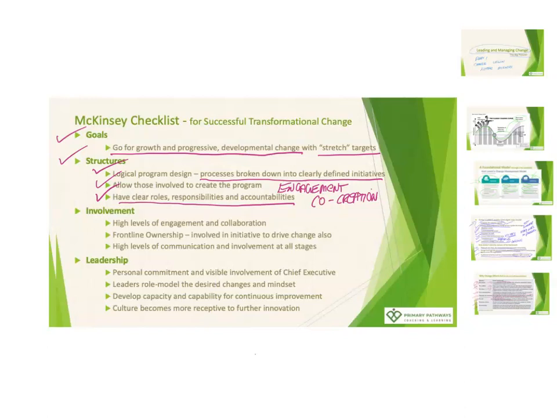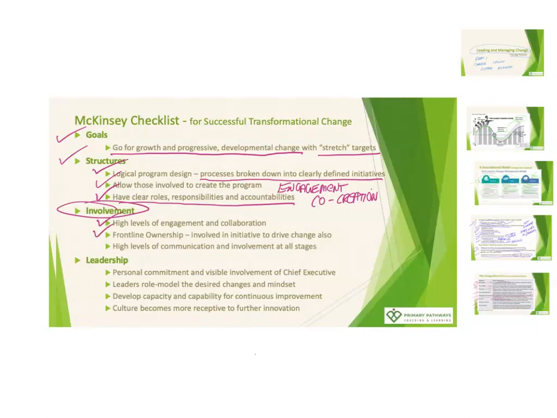The next section is involvement. So this is an extension of what we've heard a little bit about so far, but we want to make sure that we have high levels of engagement and collaboration. And this comes with some of the other steps, like allowing people to be involved in co-creating the program. That's part of how we create engagement and collaboration.